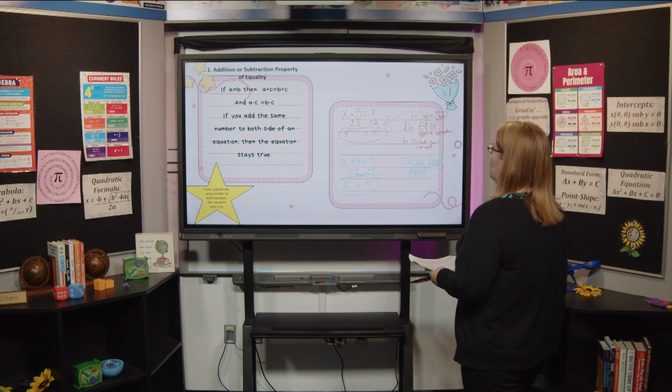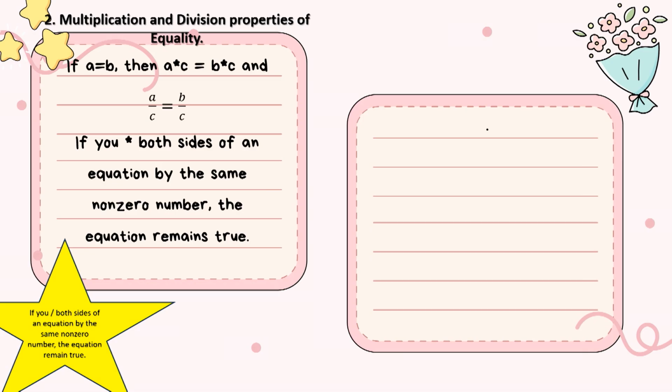All right, so here we go. Our next property that we're looking at is multiplication and division property of equality. If A equals B, then A times C equals B times C, and A divided by C would equal B divided by C. If you multiply both sides of an equation by the same non-zero number, we've heard that before, the equation remains true and equal. If you divide both sides of an equation by the same non-zero number, the equation remains true.